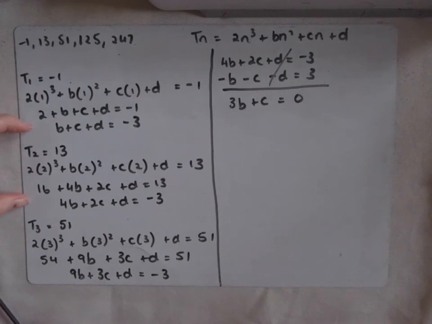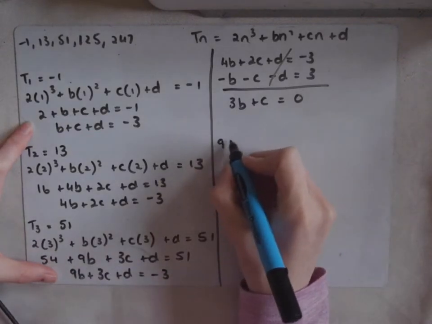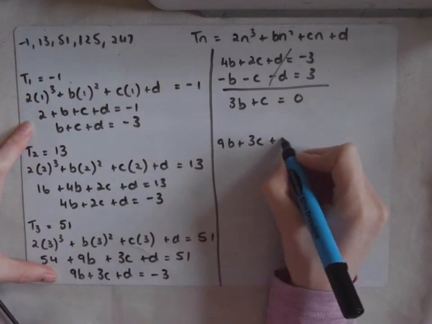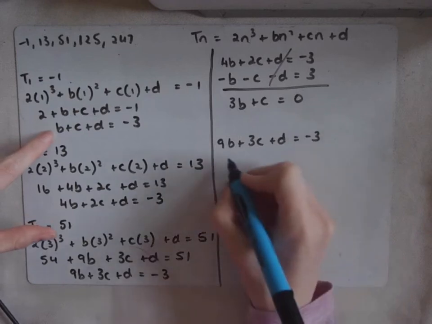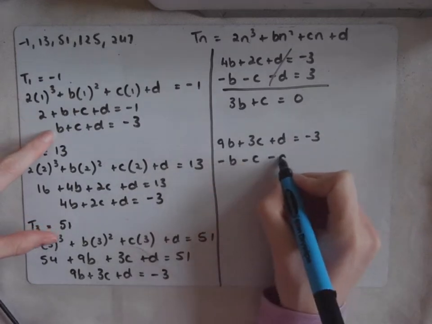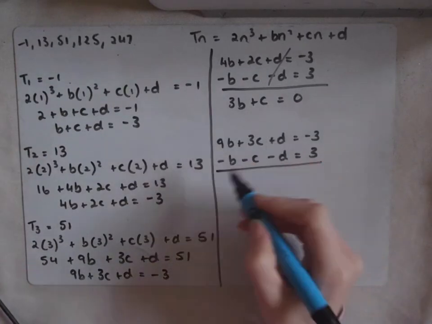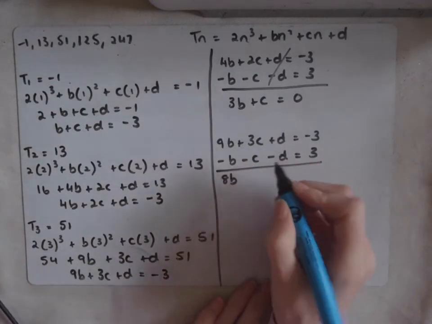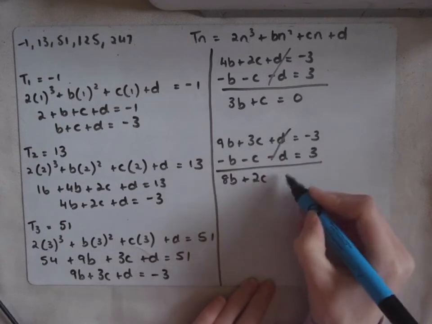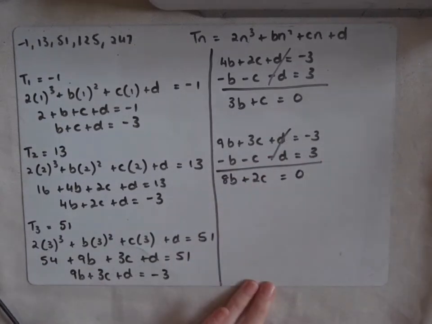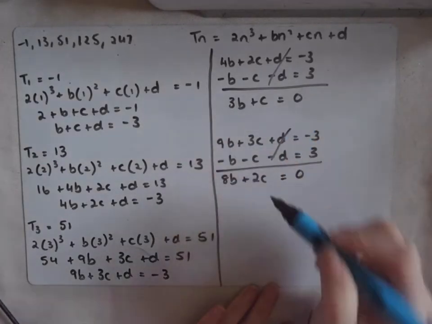Then you're going to cancel the d's out of another two. I'm going to probably choose these two. Okay, so again, I'm just going to write this one first. And I'm going to change all the signs of this. Okay, 9b take b is 8b, 3c take c is 2c, and they cancel, and I get equals 0. And now you can do simultaneous equations with these two.